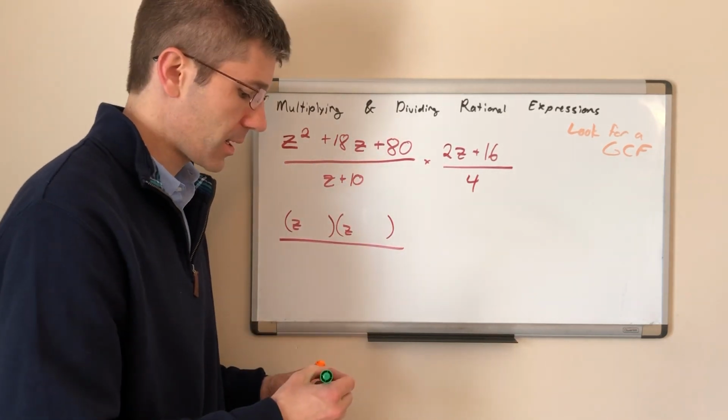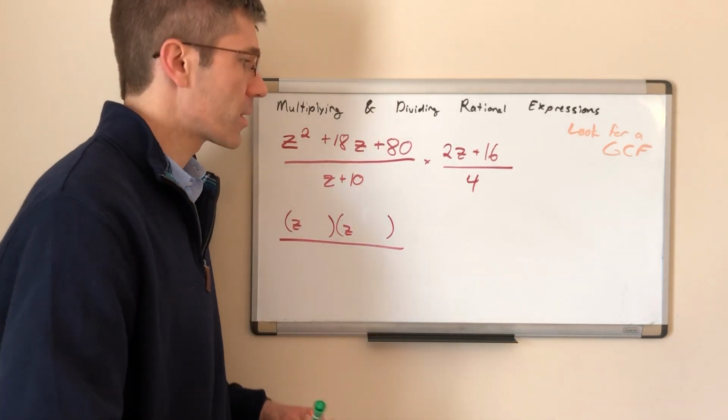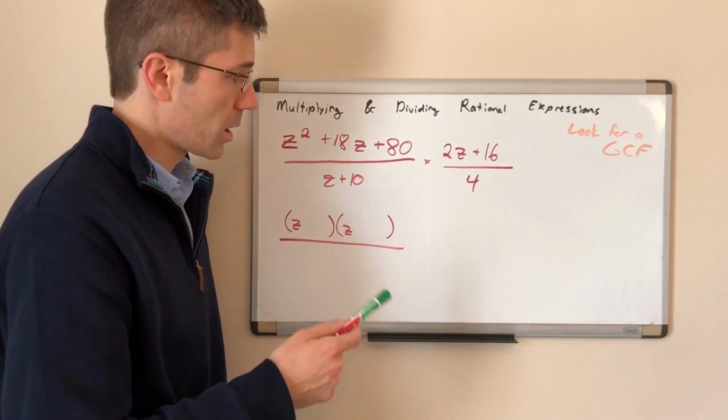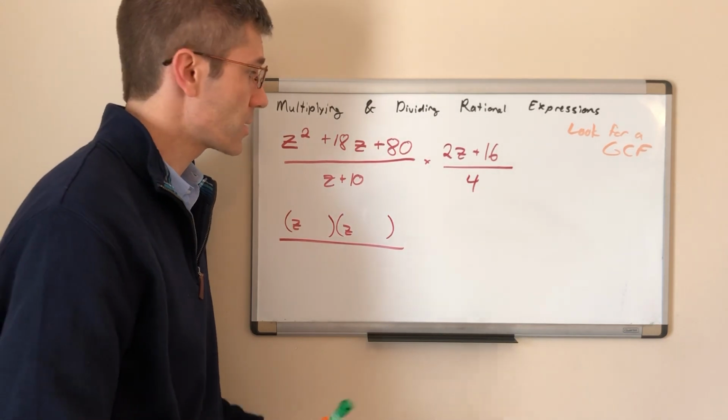Now I could make a list and I could bore you to death with that whole thing, and we could be like, oh, 1 times 80 and 2 times 40 and 4 times 20, and eventually we'd get to the answer.